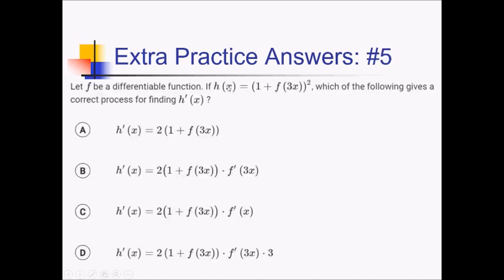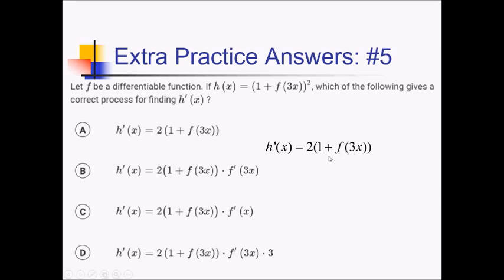For this one, we have this h function, which is 1 plus f of 3x the whole thing squared for some differentiable function f. We want to know basically h prime. So for this, we're going to use the chain rule. We start with basically something squared, and the derivative of that is going to be 2 times the something to the first power. So 2 parentheses 1 plus f of 3x. That's going to be the first link in our chain using the chain rule.